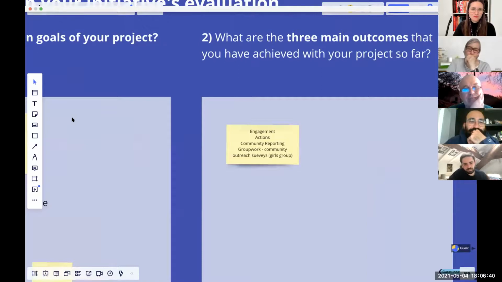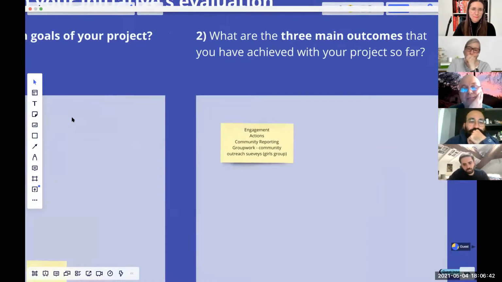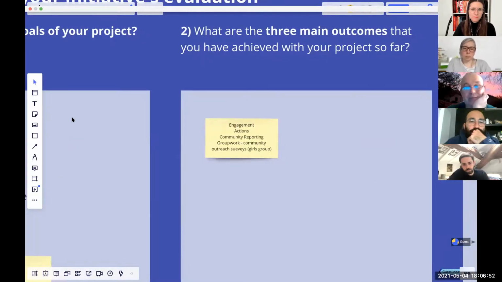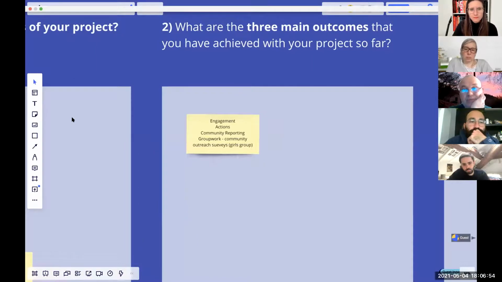So we've actually had to work with changing groups over time and on multiple strands simultaneously. So what are the three main outcomes? Amazingly, we've had engagement of some young people on these estates, which is really phenomenal.